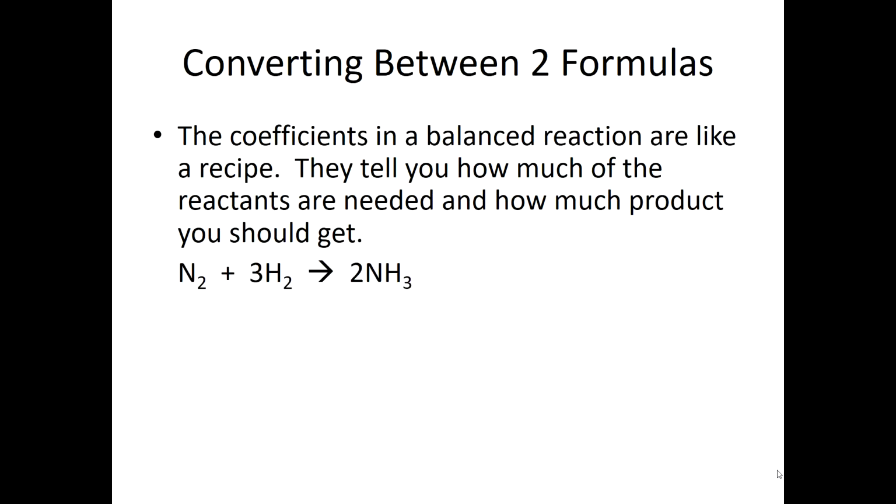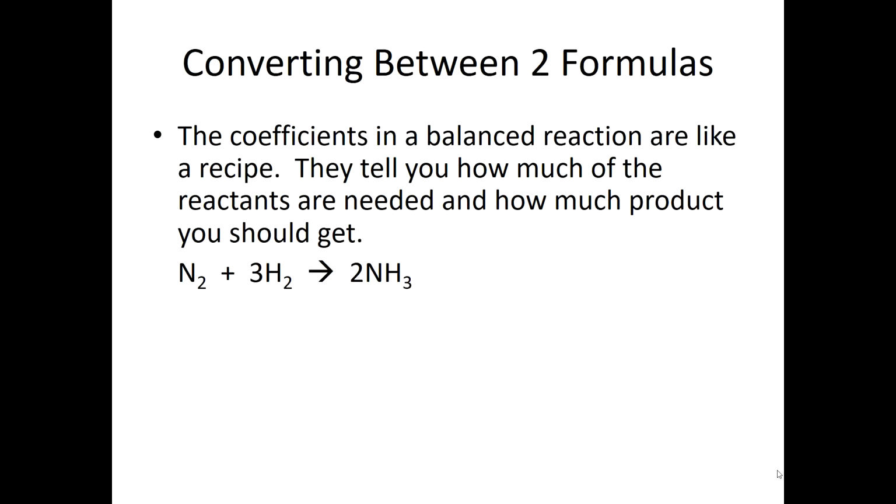So for example, in this reaction, if I were to read this like a sentence, this reads 1 mole of nitrogen gas added to 3 moles of hydrogen gas produces 2 moles of ammonia, NH3. Now you might be wondering, where did I get 1 from? Where did I get the word mole? But that's what these coefficients mean. They are telling you the relative amounts or the number of moles of each compound that you have.